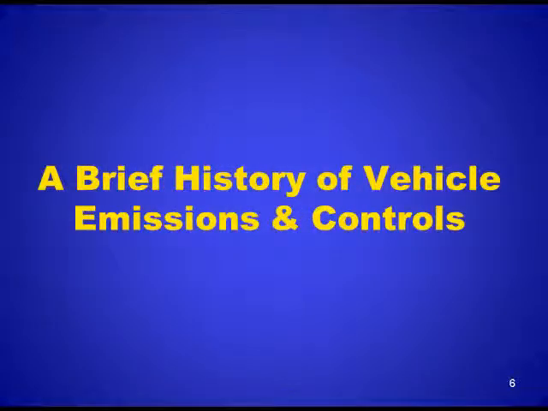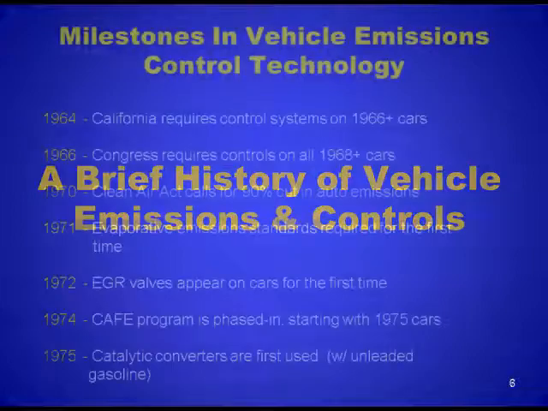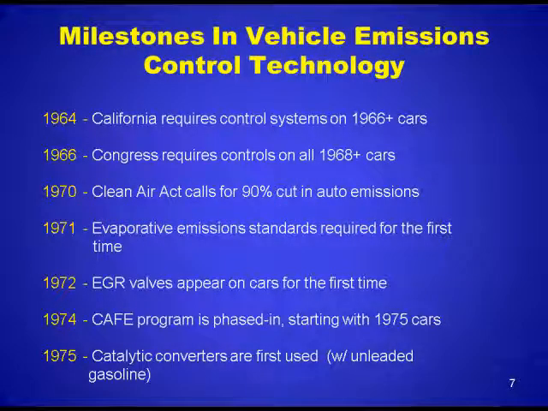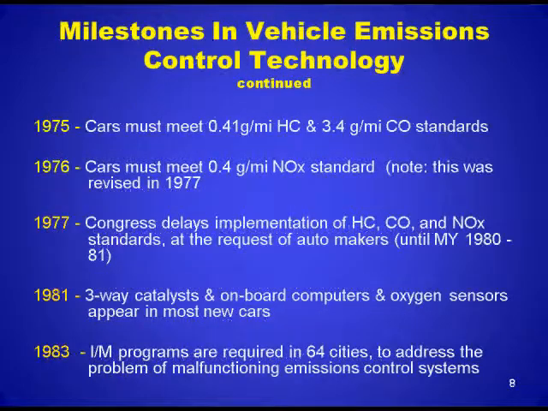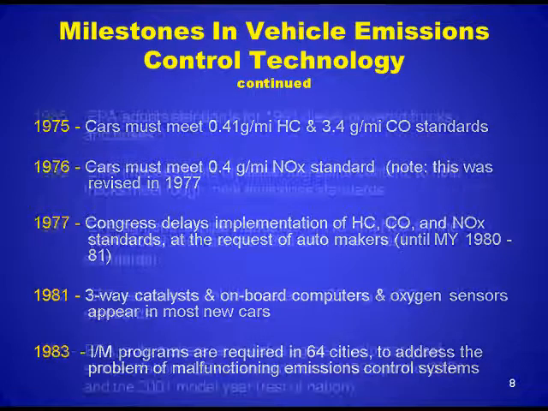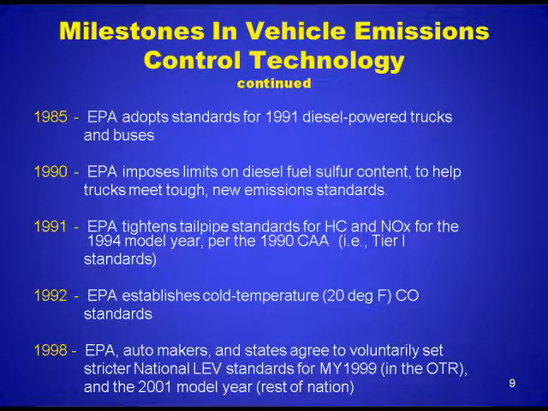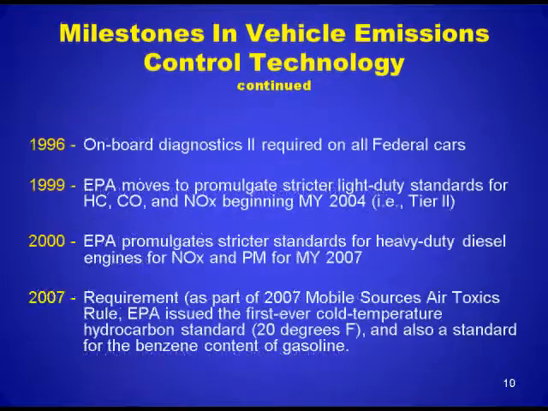I'm going to go over a brief history of vehicle emissions and controls. The next series of slides provides the milestones in vehicle emissions control technology. I do want to point out that these technologies actually precede the 1970 Clean Air Act, because in 1964, California required control systems on model year 1966 and later cars. Rather than have me read each of these milestones to you, I advise you to read them, and you can see, as time went on between the 1960s and the present, what kind of vehicle emission control technologies came to be required.